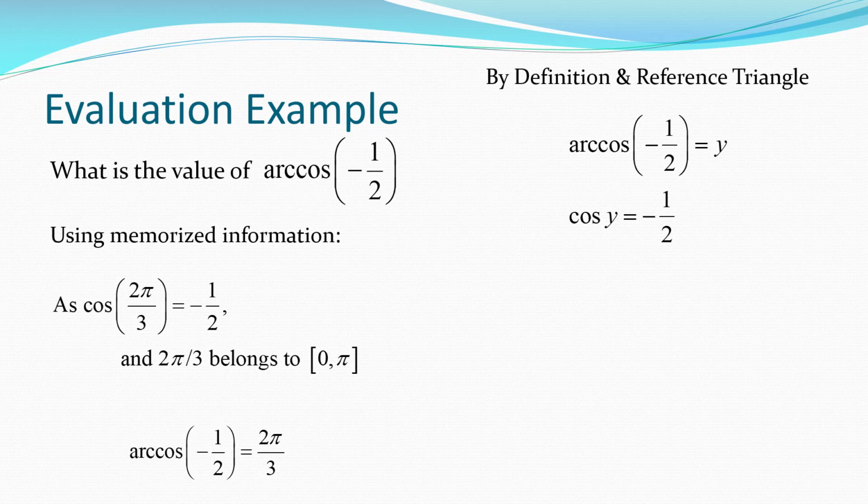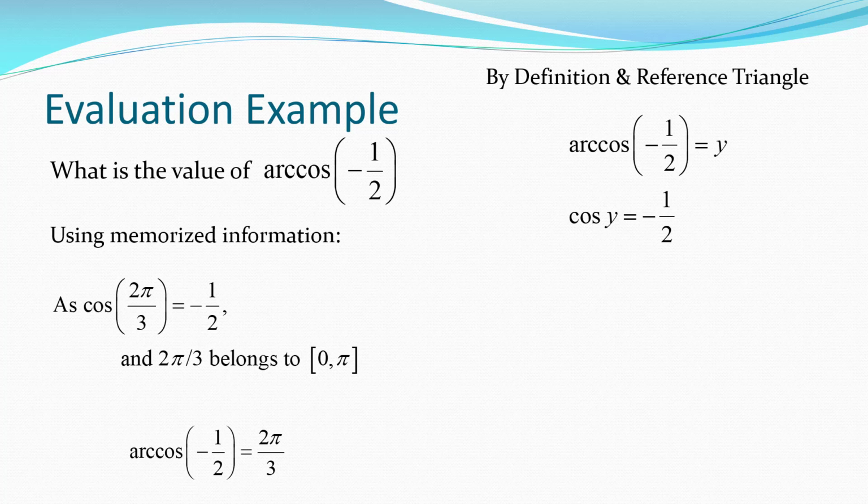So if the arc cosine of negative a half is y, that means that y is an angle so that the cosine of it is negative a half. Now, we recall that using right triangle trigonometry, the cosine of an angle is the adjacent side over the hypotenuse. So the adjacent side is negative 1, and the hypotenuse is 2. The hypotenuse here has to be positive in these problems because it always represents the distance from the center of our circle to the edge of the circle. So it's always a positive length. So that means the adjacent side is negative 1.